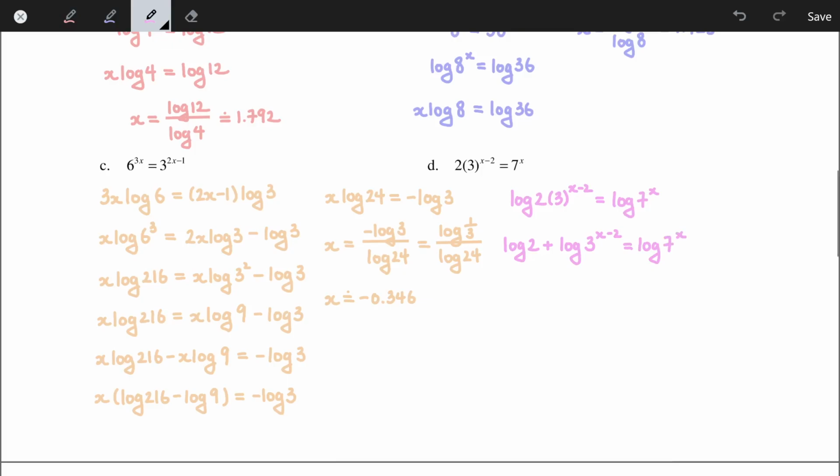So from here, of course, we can use the power rule. So we have log 2, and then x minus 2 log 3. And that's going to be equal to x log 7. From here, once again, we can apply the distributive property. So that will give us log 2 plus x log 3 minus 2 log 3 is equal to x log 7.